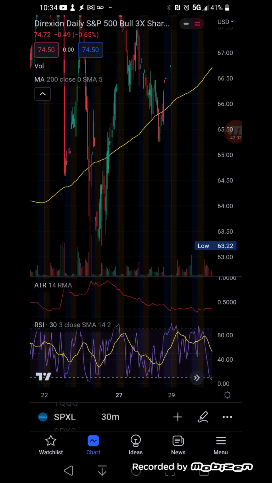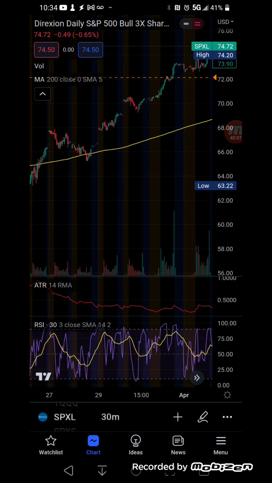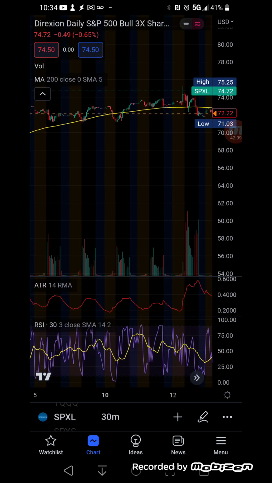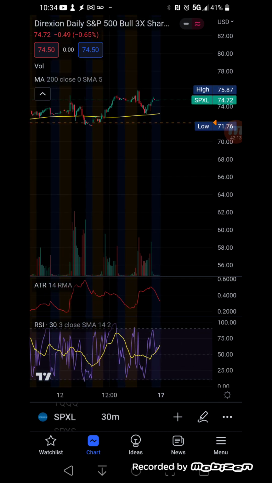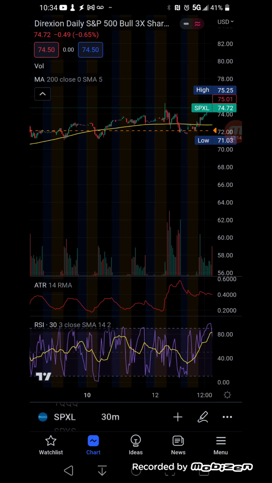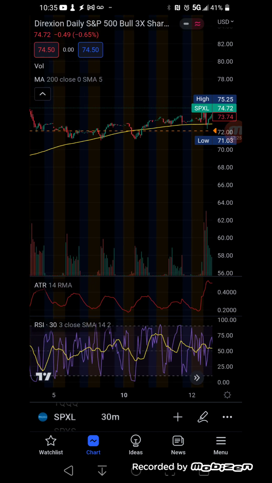Interesting. I'm going to change the scale here. If I change the scale, it doesn't look like it's too much. Okay, and so down on the bottom, this red graph is the ATR. You can put the ATR on or not, you can take it off if you don't use it.